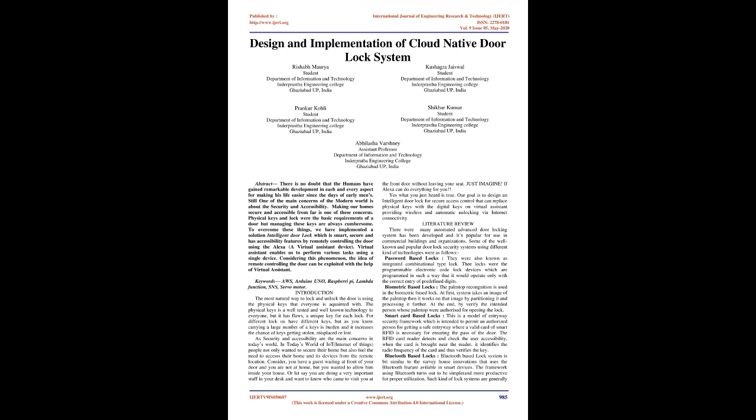As security and accessibility are the main concerns in today's world, in today's world of IoT, the Internet of Things, people not only want to secure their home but also feel the need to access their home and its devices from a remote location. Consider, you have a guest waiting in front of your door and you are not at home, but you want to allow him inside your house. Or let's say you are doing very important work at your desk and want to know who came to visit you at the front door without leaving your seat.